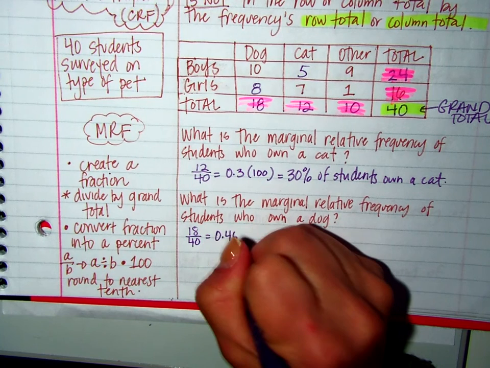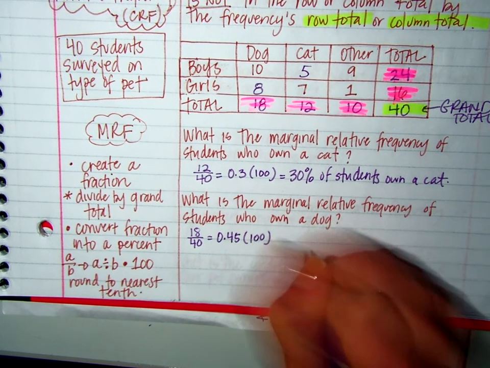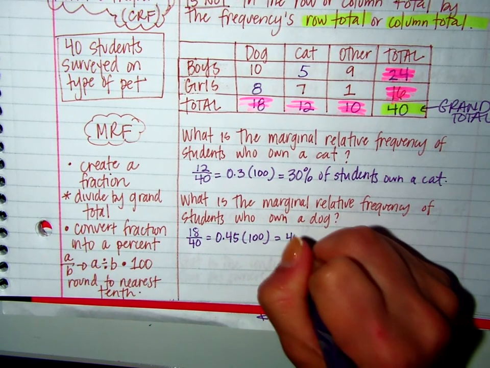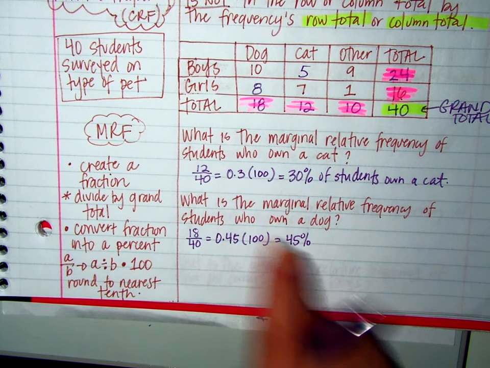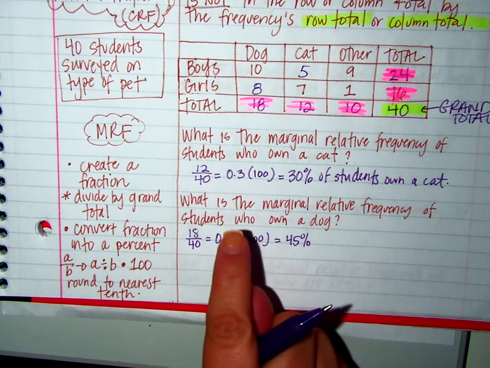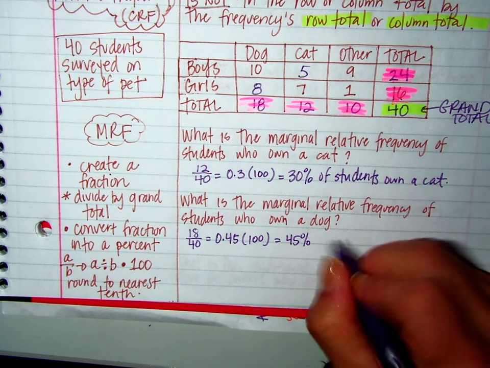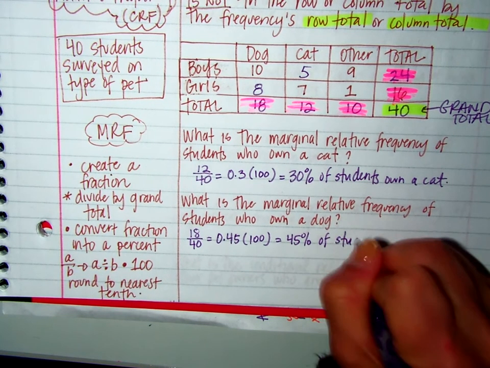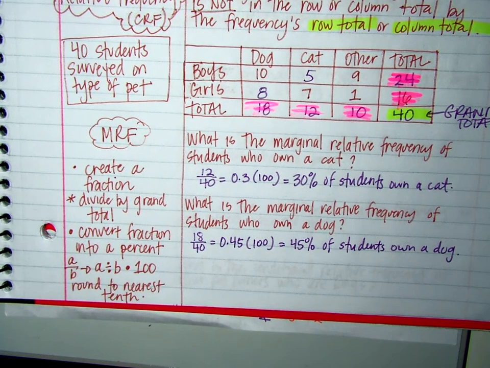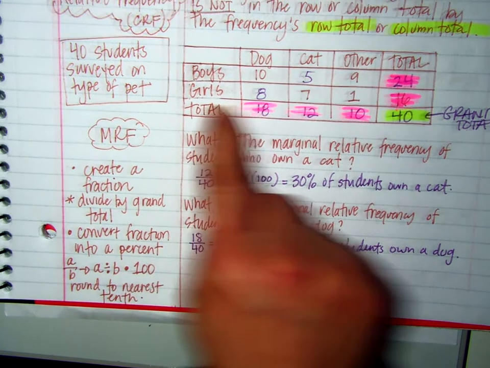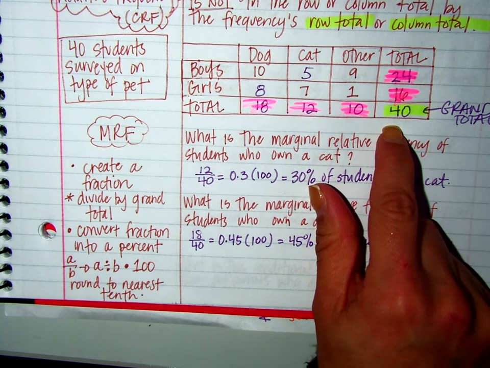And again, I want to turn this decimal into a percent. So I'm going to multiply it by 100. And now I'm going to get 45%. Again, this number doesn't mean anything unless we contextualize it. So we need to look at the question. The question is telling us what is the marginal relative frequency of students who own a dog. And we can say that 45% of students own a dog. So one more time, for marginal relative frequencies, we're looking at the margins of our table, and we're always going to divide by that grand total. Okay, marginal relative frequency. We're looking at the margins.